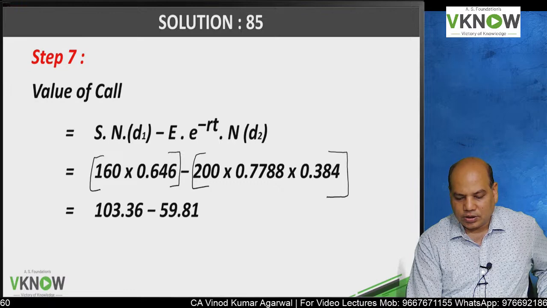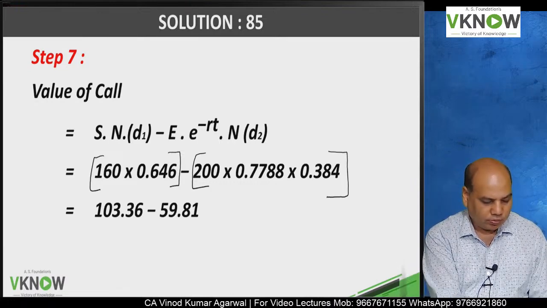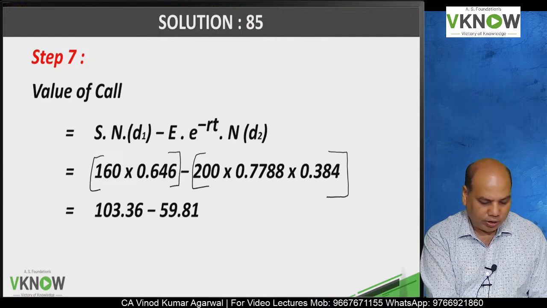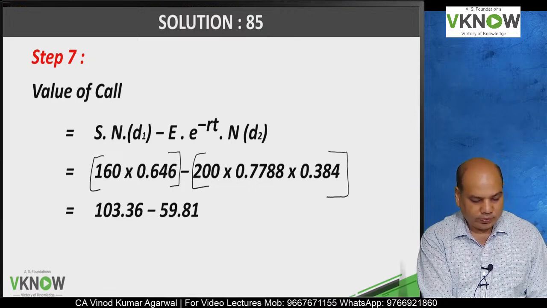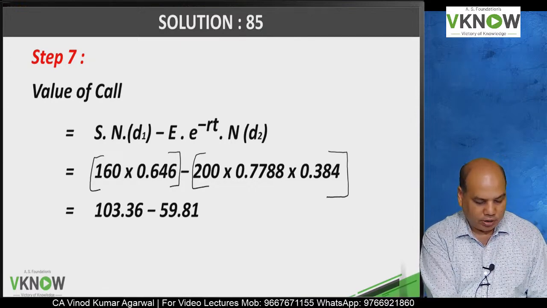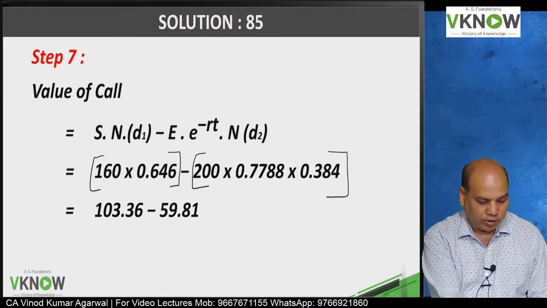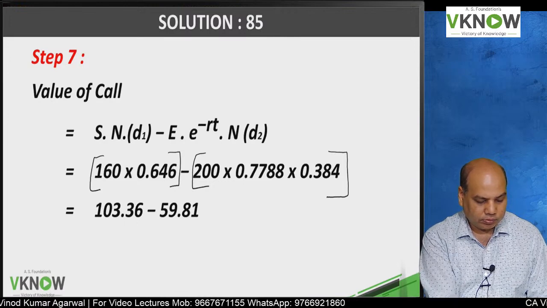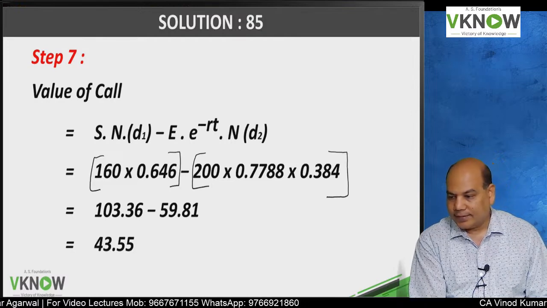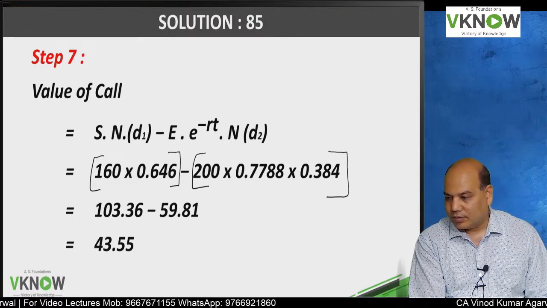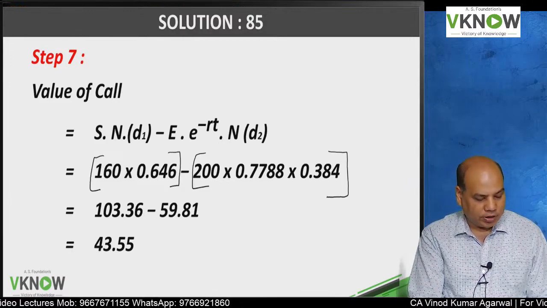And now check the answer. 160 into 0.646, 103.36, minus 200 into 0.7788 into 0.384 equal to. So what is your answer now? Is it approximately 43.55?